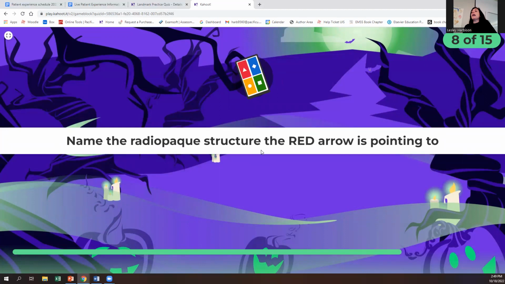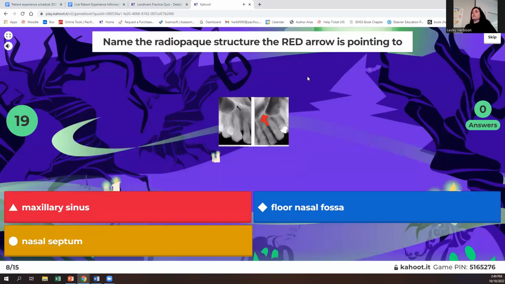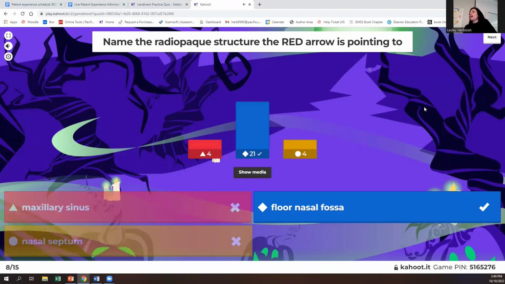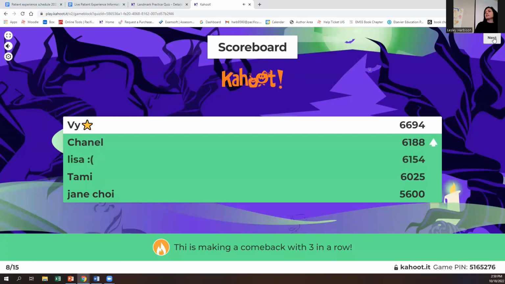Okay, name the radiopaque structure that the red arrow is pointing to. So notice the teeth that are underneath this structure here. The floor of the nasal fossa. So if it's anterior teeth below, then it's the nasal fossa. If it's premolars, it's the maxillary sinus.